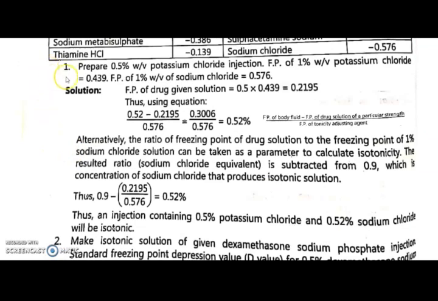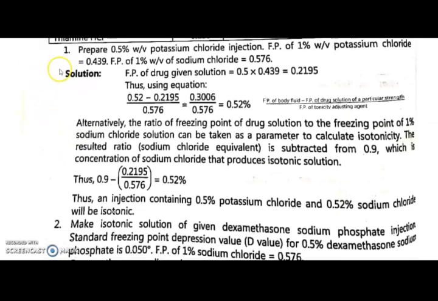Let's make this method better understood by calculating this example. In this example, we have to prepare 0.5% weight by volume potassium chloride injection. The freezing point of 1% weight by volume potassium chloride is 0.439 and freezing point of 1% weight by volume sodium chloride is 0.576 as given. Here, sodium chloride is used as tonicity adjusting substance.